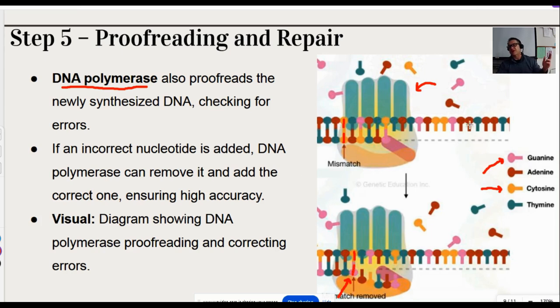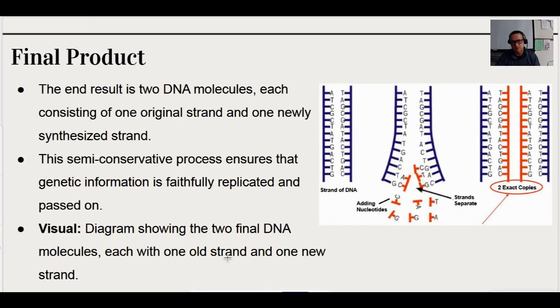So that's the final step. DNA polymerase, not only does it add the other half of the DNA, it can also check for errors, and if it finds an error, it can also fix them. All right, so now we got the final product.